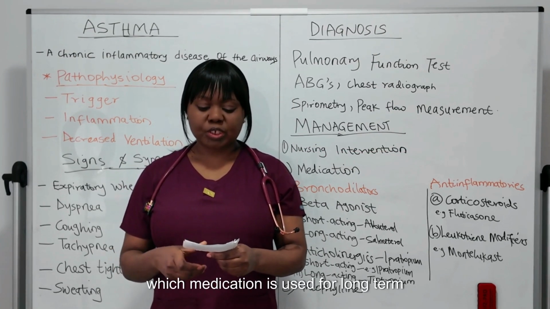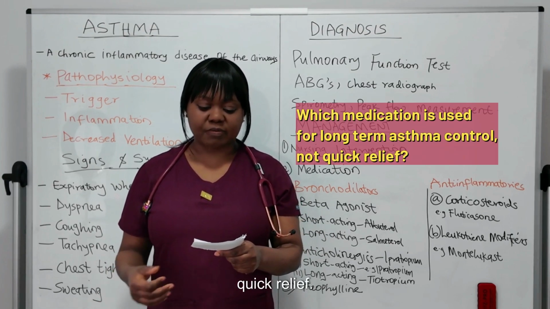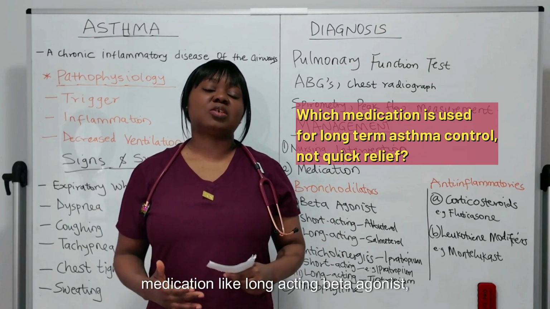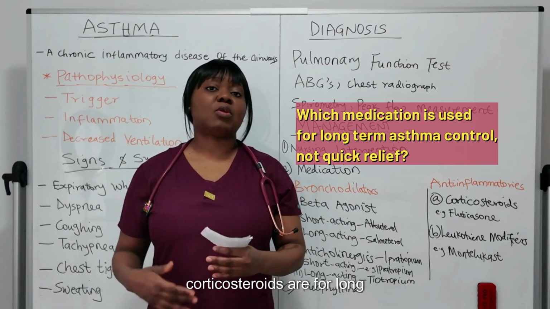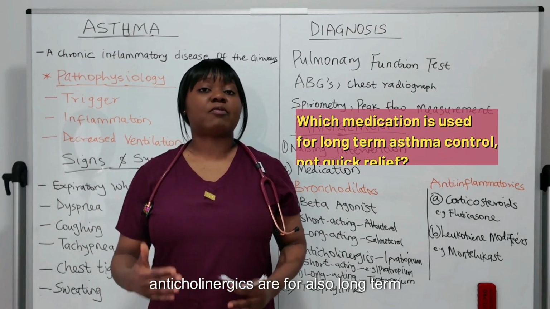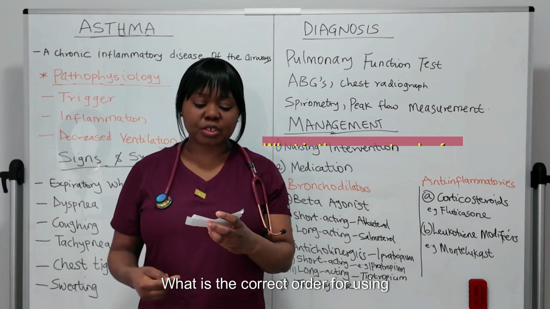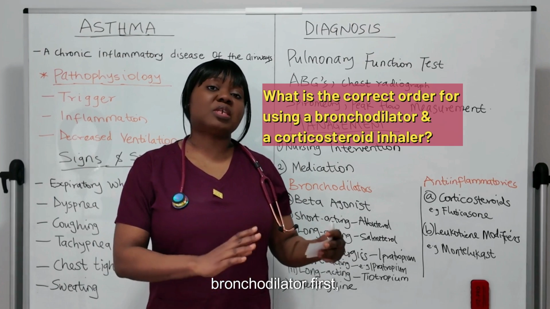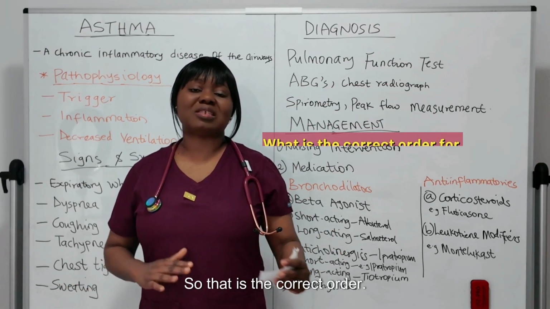Another question. Which medication is used for long-term asthma control, not quick relief? The medications used for long-term asthma control include long-acting beta agonists like salmeterol. Corticosteroids are for long-term purposes. And even long-acting anticholinergics are also for long-term management of asthma. What is the correct order for using a bronchodilator and corticosteroid inhaler? The correct order is your bronchodilator first, you wait 5 minutes, and then your corticosteroid. So that is the correct order.